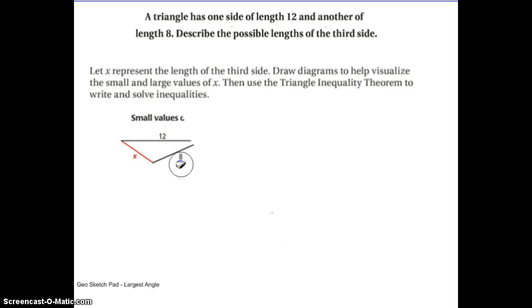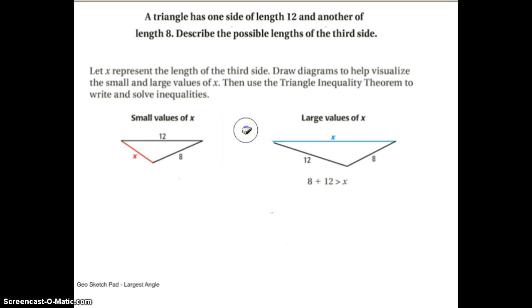So we can do small values of x and we can do large values of x. Okay, so we can have 12 on this side and 8 on this side. Okay, they're both on this angle. They both are on the rays of this angle. Or we can have them on the larger side to make this a larger value of x.